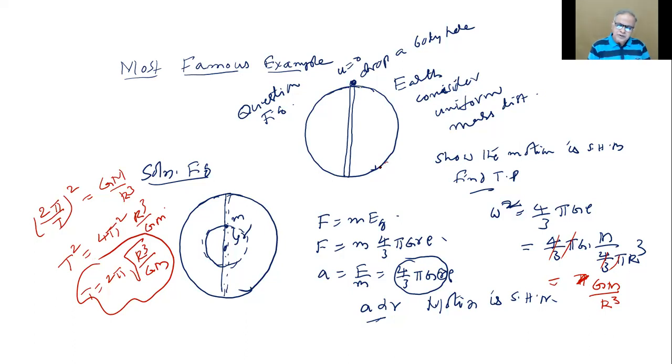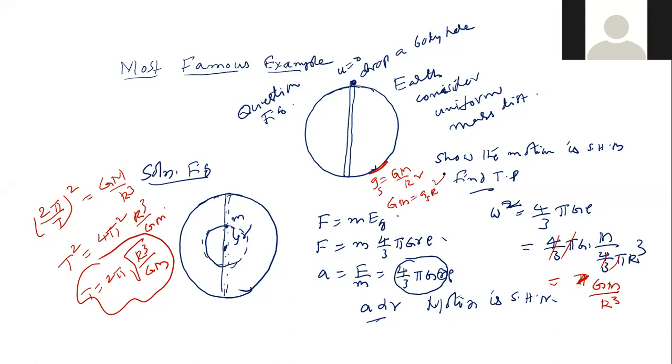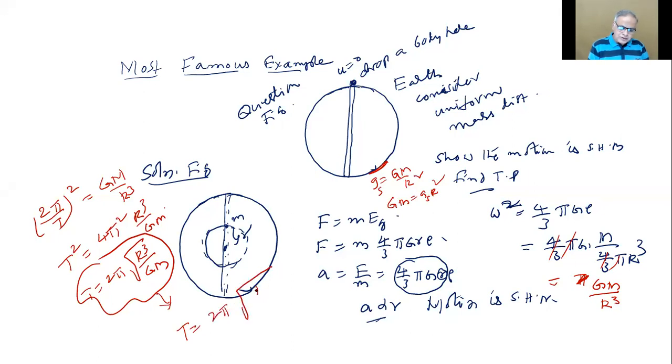See, for Earth, we call g the acceleration due to gravity on the surface of the Earth. We write it as GM by r squared, isn't it? Just now we have seen. So GM equals what? g surface into r squared. So this formula can also be written as T equals 2 pi root r cubed by GM, and R is the surface radius only, right? So what do I get? T equals 2 pi root R by g surface.